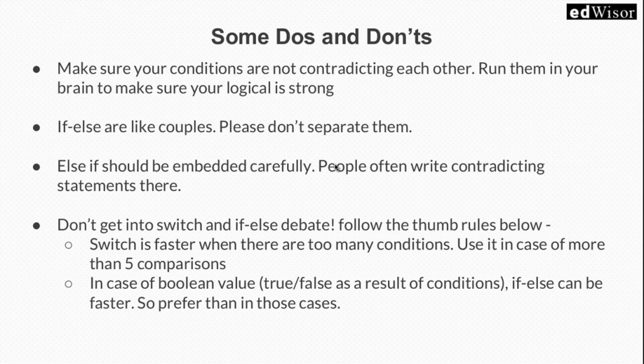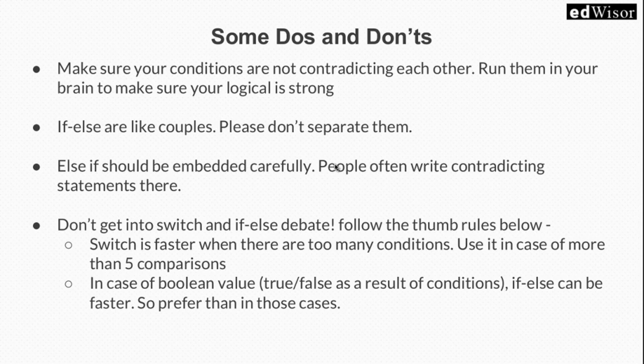Since you are beginning with JavaScript programming, this is my rule. Switch is faster when there are too many conditions. This is not something I've pulled out of thin air. This is well researched and well tested, and I've run separate code to make sure these statements are true. So you can always follow this thumb rule. Use switch in case of more than 5 comparisons. If there are more than 5 conditions in your program, don't use if else, use switch. Otherwise, if it's less than 5 comparisons, which is going to be 80% of your cases, you should use if else only, because that's the most popular choice.